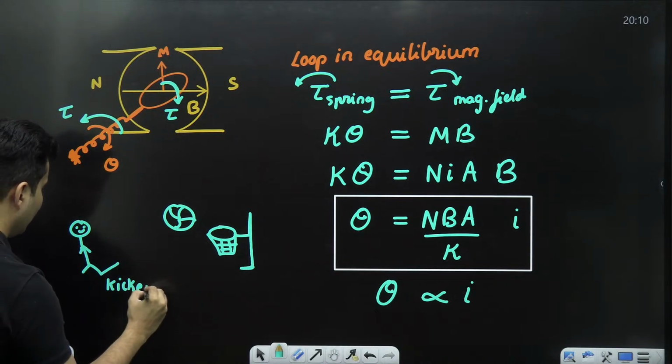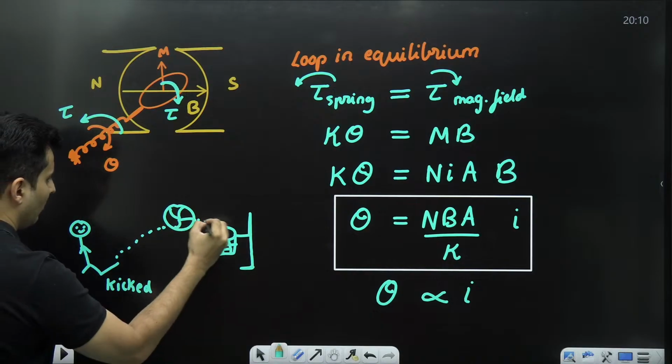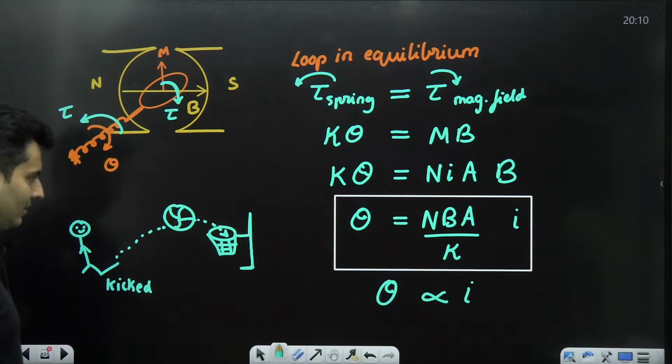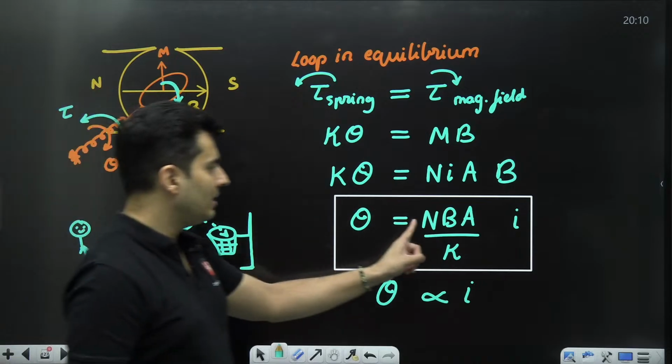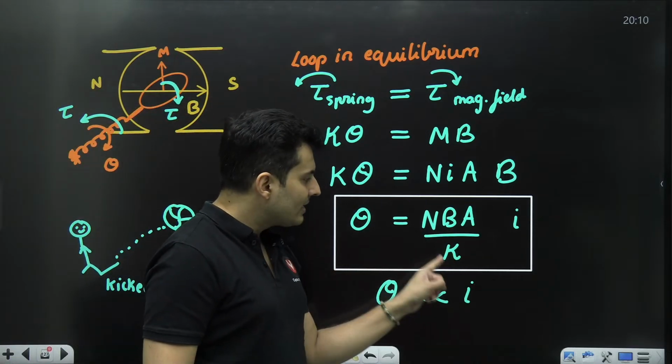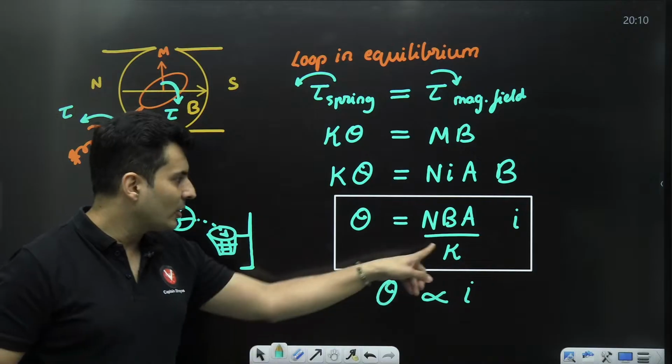He has kicked that basketball, so that basketball goes inside the basket. So NBA is associated with basketball. K is kick. Where do you kick from? Below. So K is below.